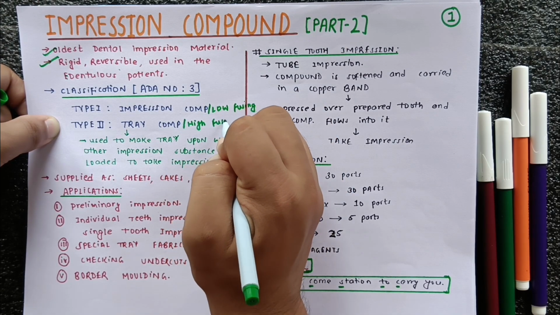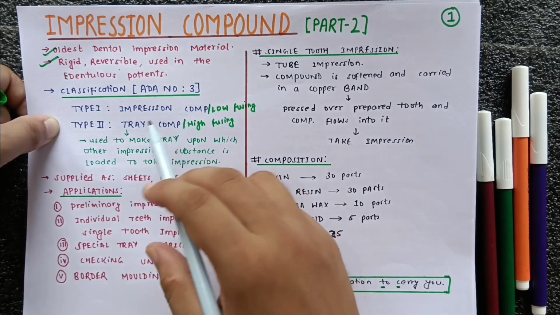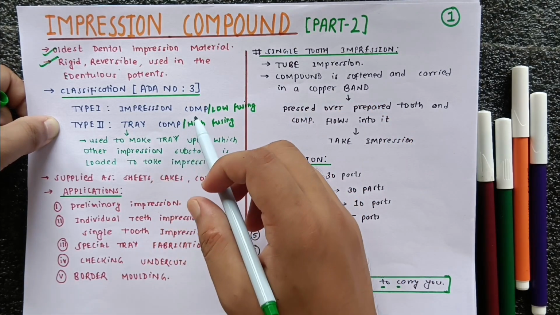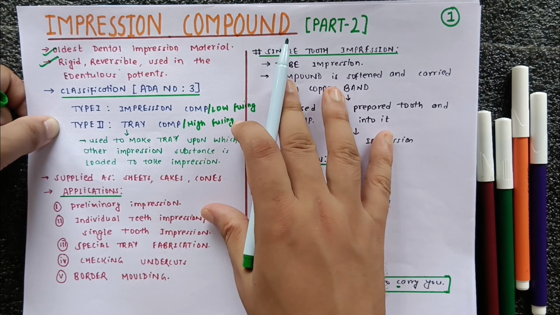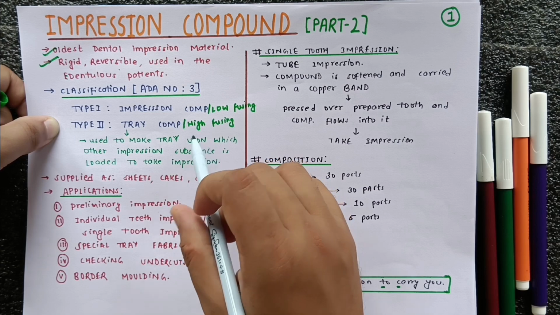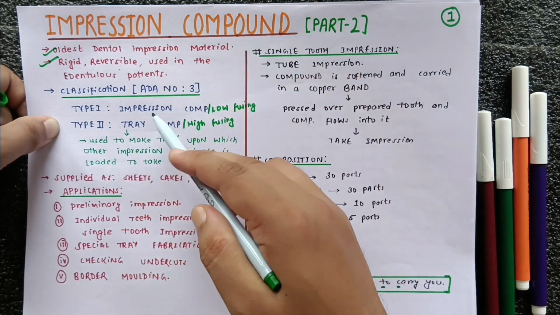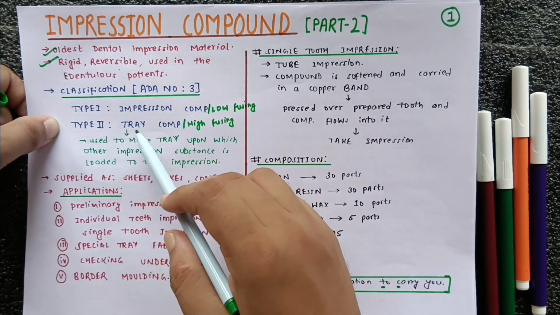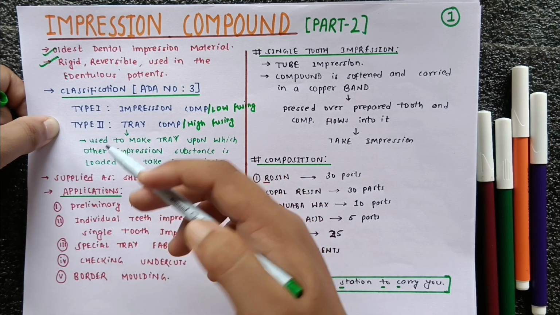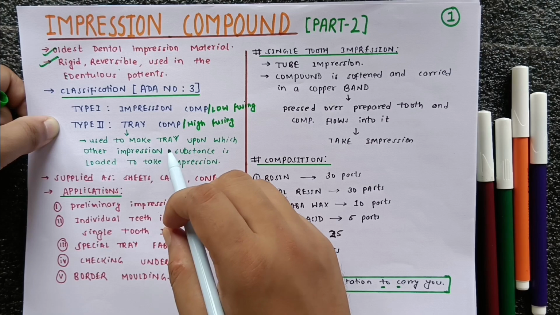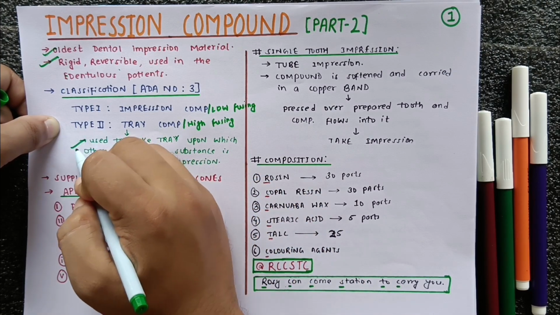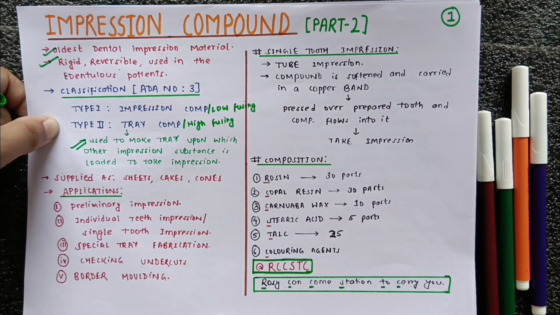Low fusing and high fusing mean this classification is based on the fusion temperature. So the impression compound has a low fusion temperature, and the tray compound or type 2 compound has a high fusing temperature. On that basis it is classified. This tray compound is particularly used for making trays, upon which other impression substances are loaded to take the impression. So this is easy to understand and also easy to remember.